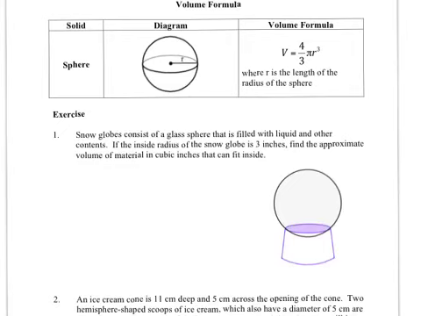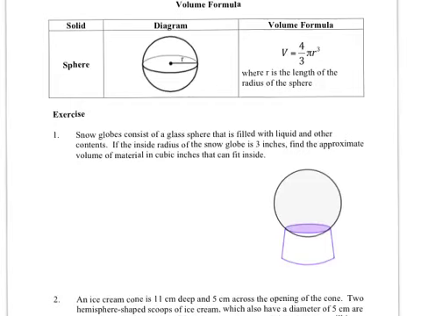Finally, we have the volume of a sphere. And a sphere is a ball, so it's a three-dimensional shape. It has a cross-section of a circle in it, and it can be defined solely by its radius. Now the volume for the sphere is 4/3 pi r cubed, where r is the length of the radius. So we'll end with this example, then we'll do the one with the ice cream cone in class.